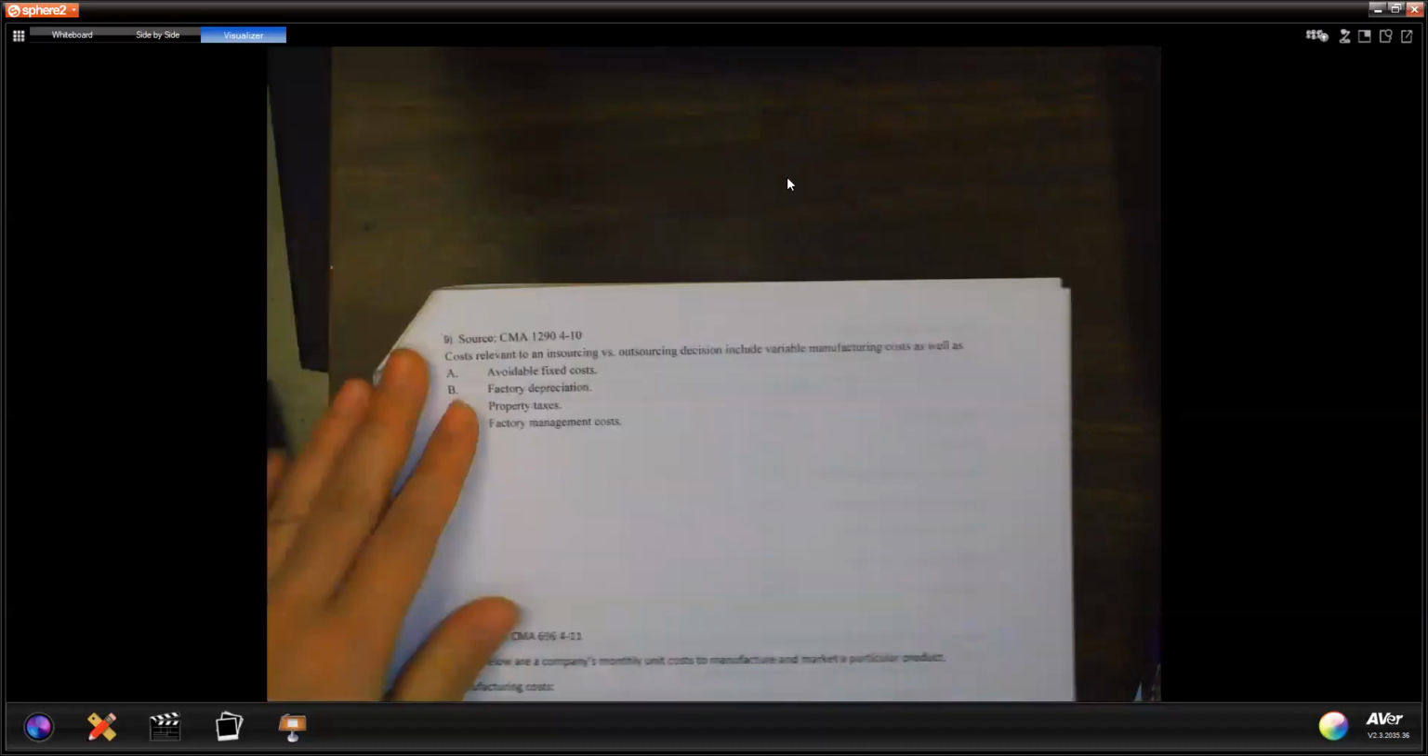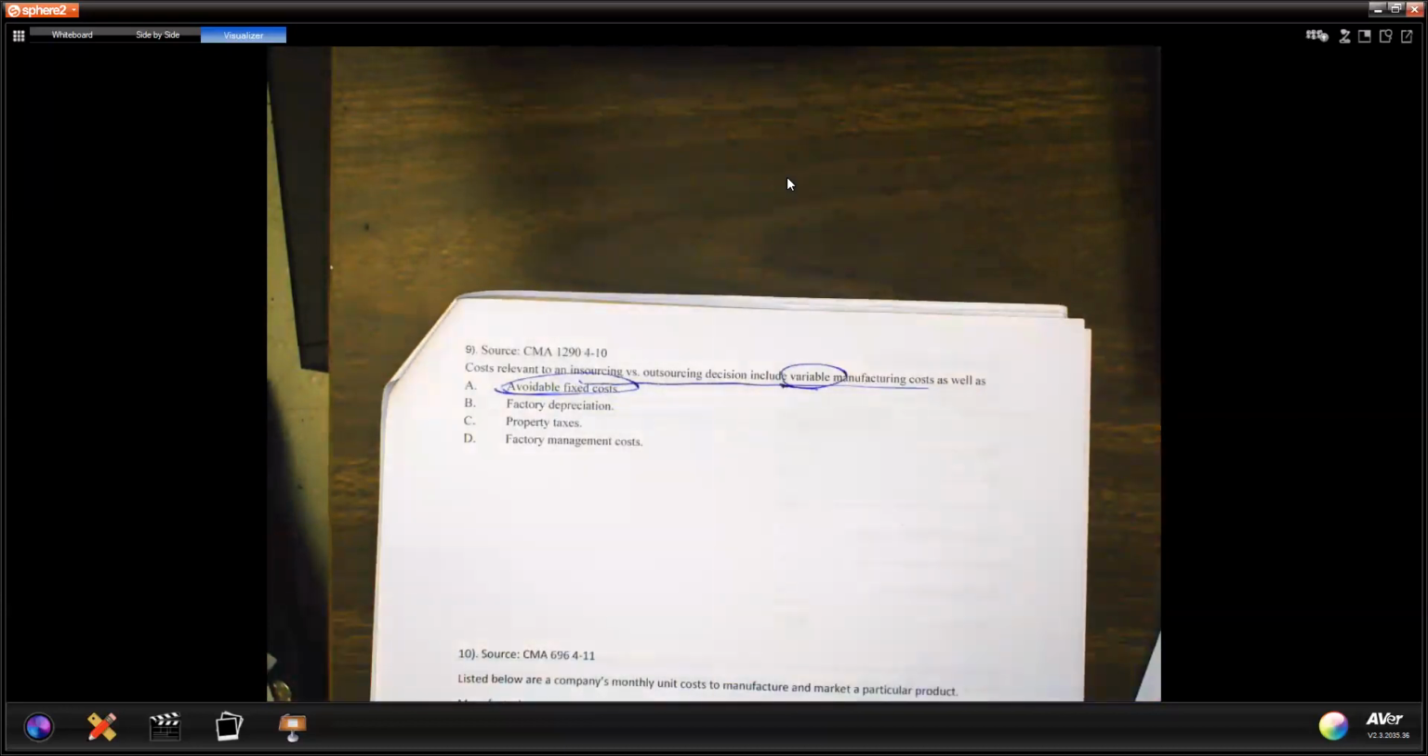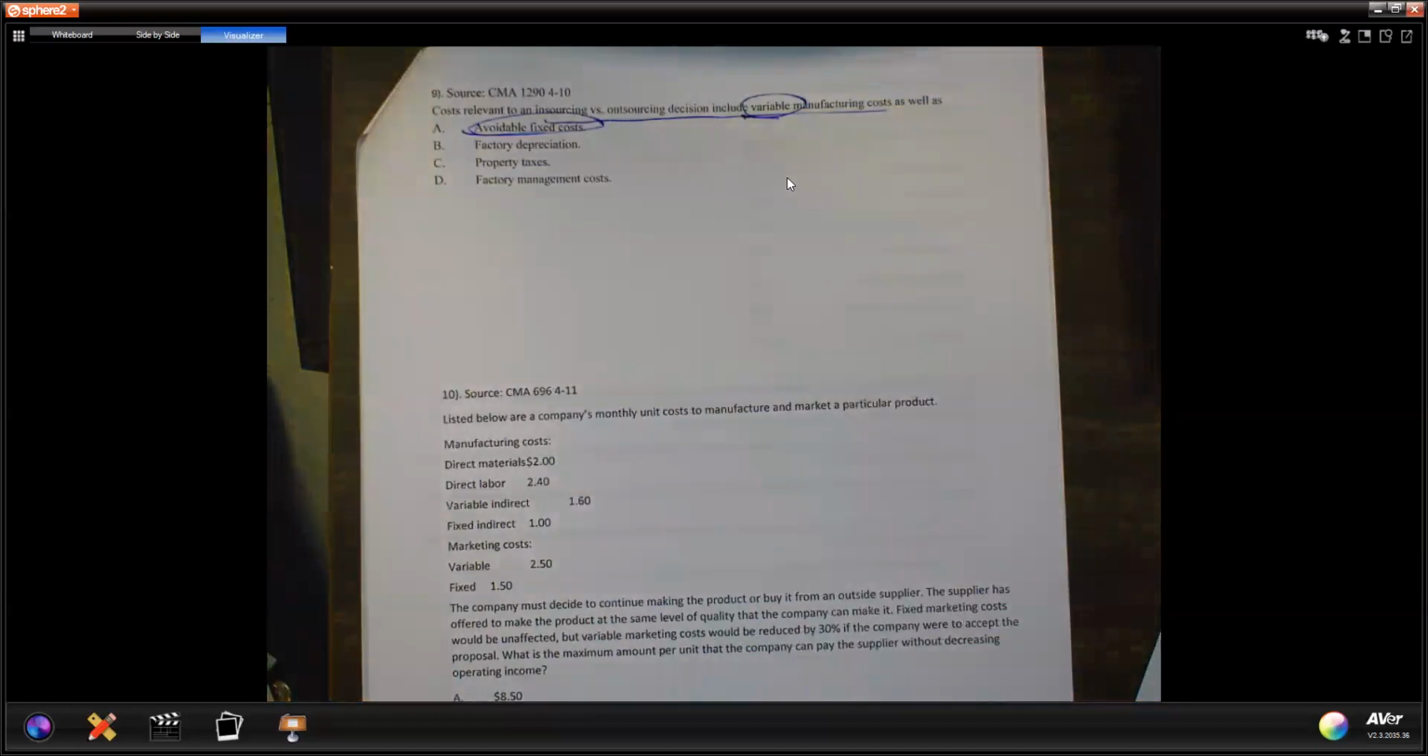Okay, so that is question 8, and then question 9, we talk about the make or buy. We also need to think about variable, and we also think about the avoidable fixed cost, right? We think about the avoidable fixed cost. Question 10, talking about this, you make or buy.